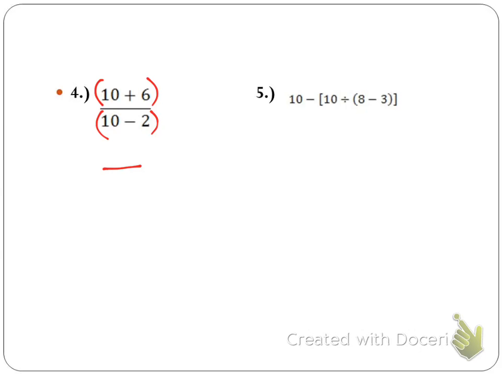What can my top group be replaced with? A 16. 10 plus 6 would give me 16. What about my bottom group? 8. 10 minus 2 is 8. Then, fraction bars do double duty. They are grouping symbols. They are also division signs. 16 divided by 8 is 2. Very good.